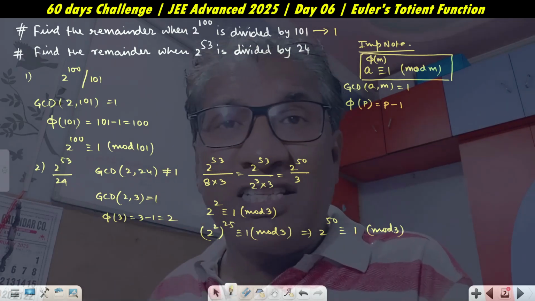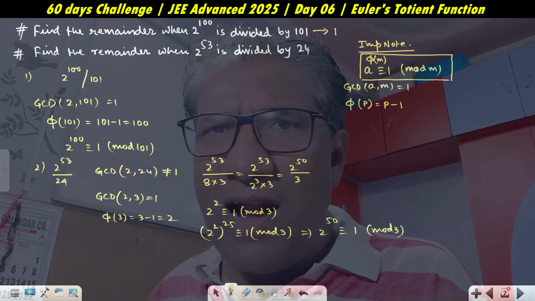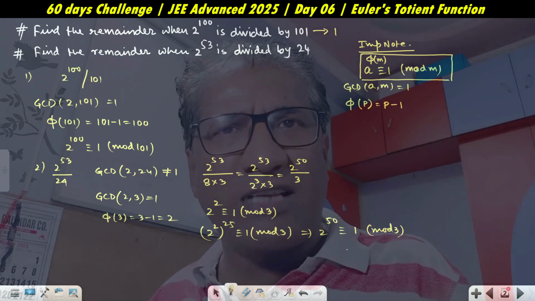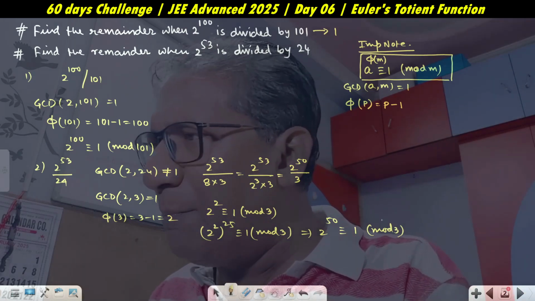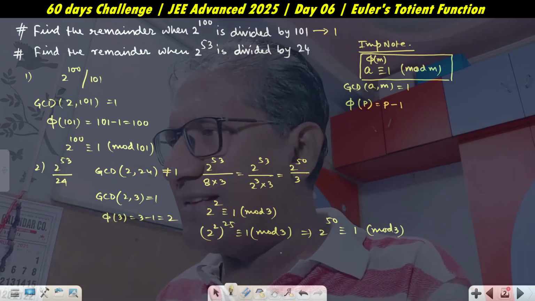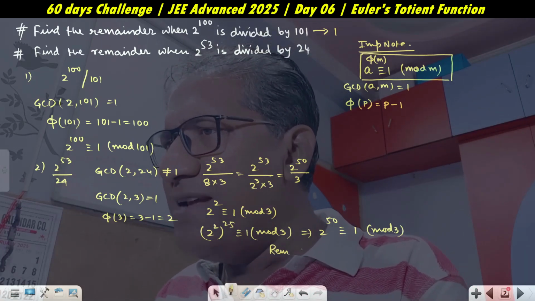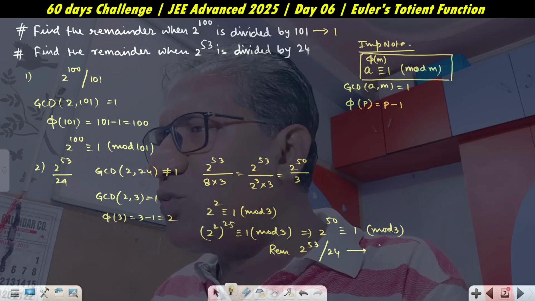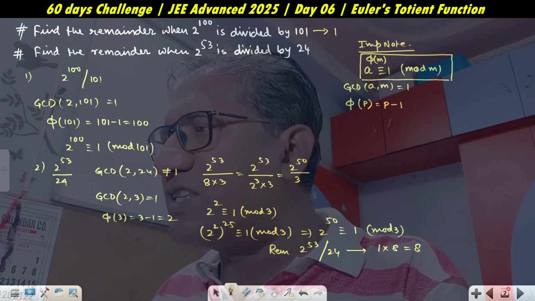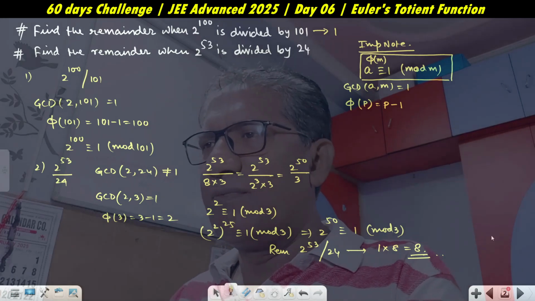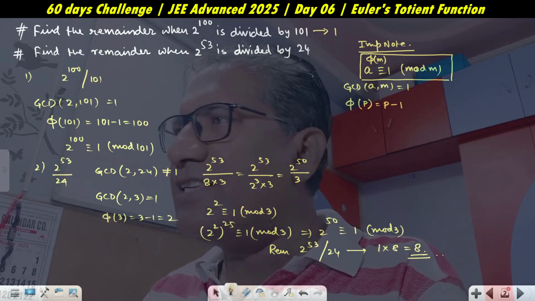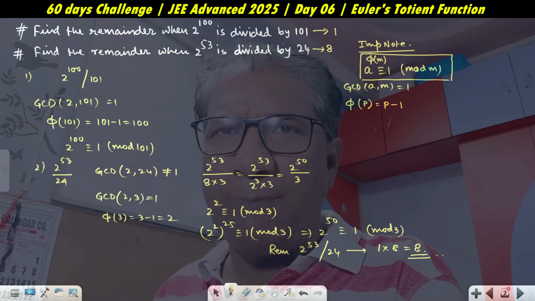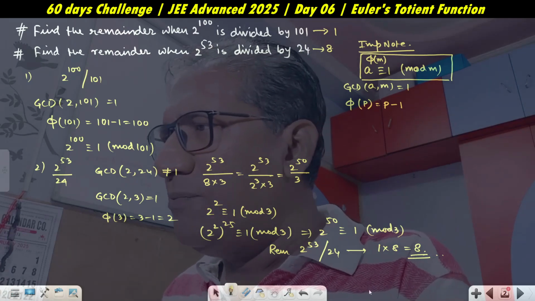But now the answer will not be 1. In this case, the remainder is 1, but you have already cancelled 8 from the dividend as well as from the divisor, so you have to multiply to get the final answer. The remainder when 2 to the power 53 is divided by 24 is 1 into 8, that gives us 8. Is it clear? So 8 is your correct answer for this problem. Is it clear to everyone? Okay, let's move to the next problem.